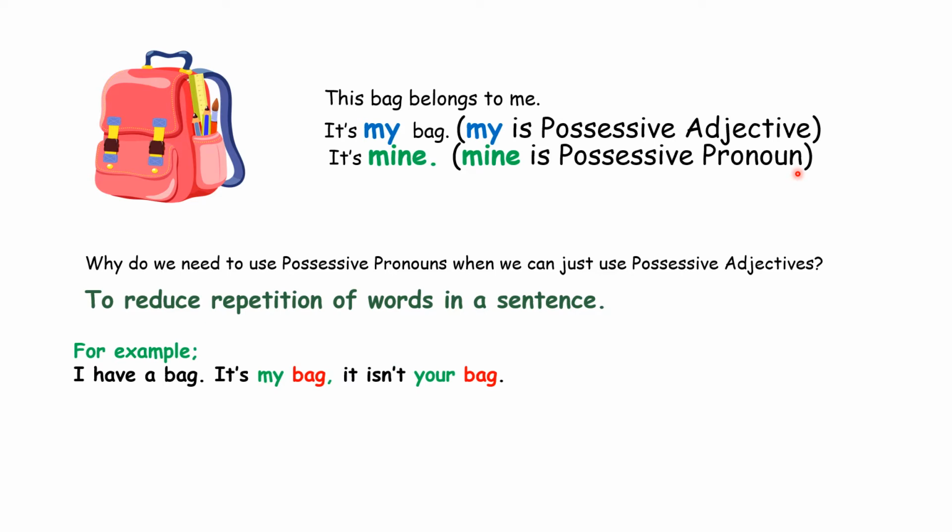Let's have a look at this example. I have a bag. It's my bag. It isn't your bag. Notice that there is a repetition of a word here. The repeated word is bag. It has been repeated 3 times: once, twice, and thrice.